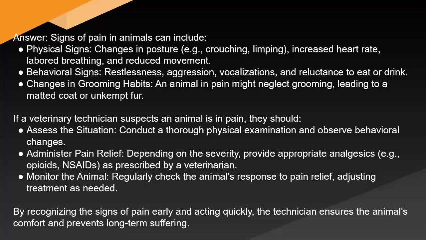If a veterinary technician suspects an animal is in pain, they should assess the situation, conduct a thorough physical examination, and observe behavioral changes. Administer pain relief. Depending on the severity, provide appropriate analgesics, e.g. opioids, NSAIDs, as prescribed by a veterinarian. Monitor the animal. Regularly check the animal's response to pain relief, adjusting treatment as needed. By recognizing the signs of pain early and acting quickly, the technician ensures the animal's comfort and prevents long-term suffering.